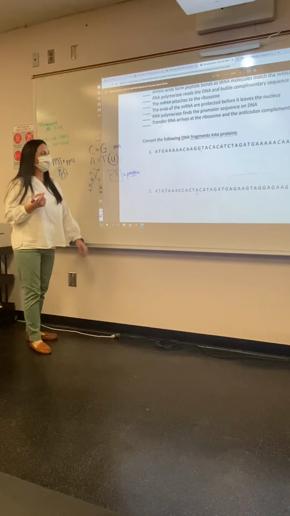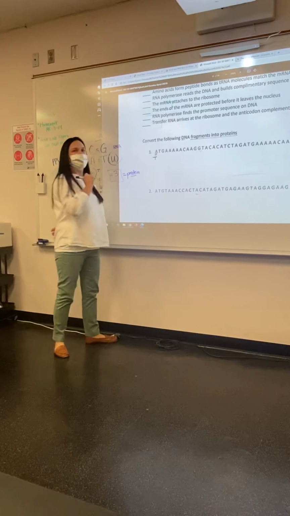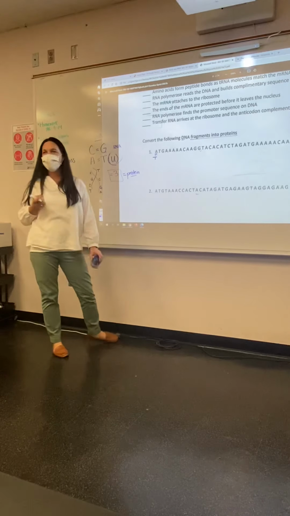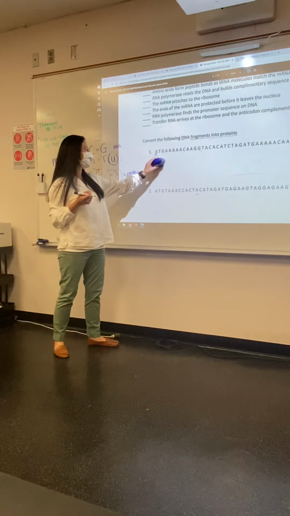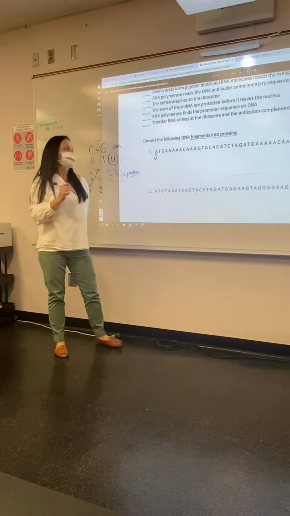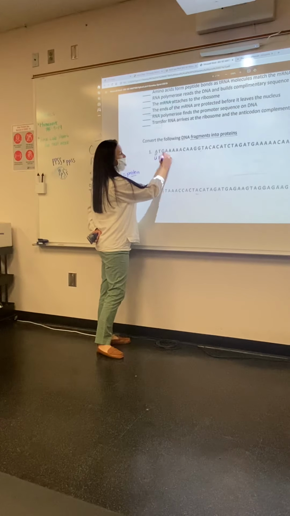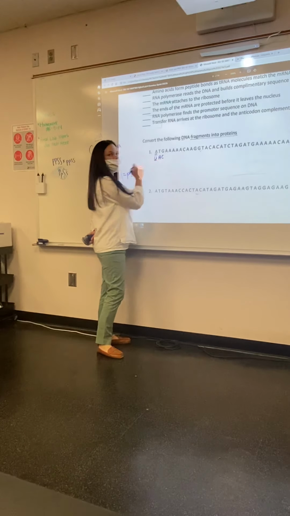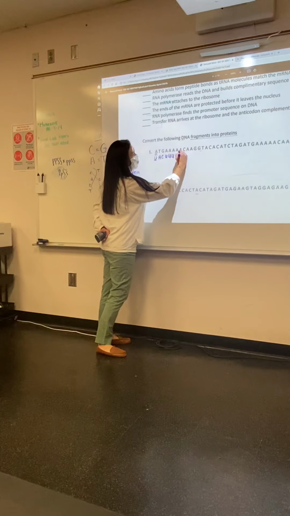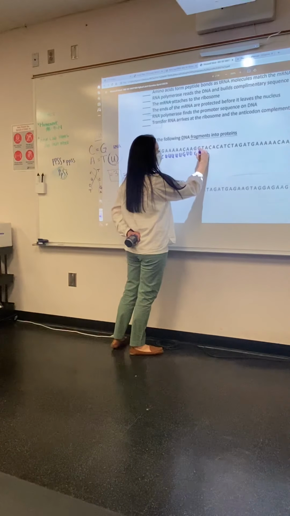Okay, so what we're going to do is A equals T, right? But in RNA, T is U. And then we're going to have T, which is A. G goes to C. A is U. U, U, U, U, U, G, U, U, C, C.